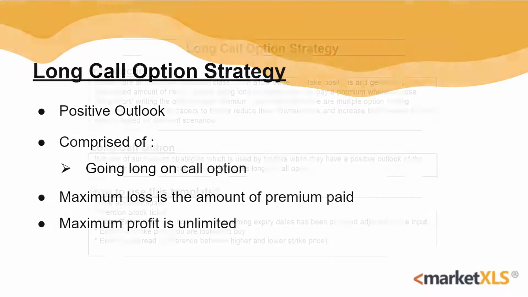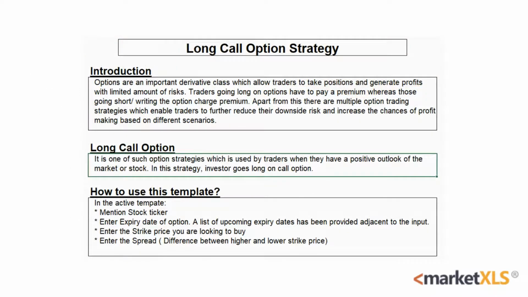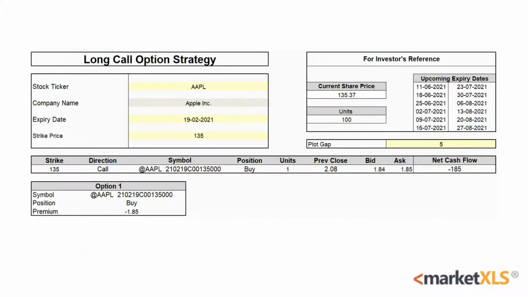MarketXLS offers a template for this strategy. Here's an introduction page and here's the active template. The cells in yellow have to be inputted by the user. So the stock ticker, expiry date, strike price, and the plot gap. The plot gap is same as the spread. It is the difference between the lower and the higher strike price of the two call options.